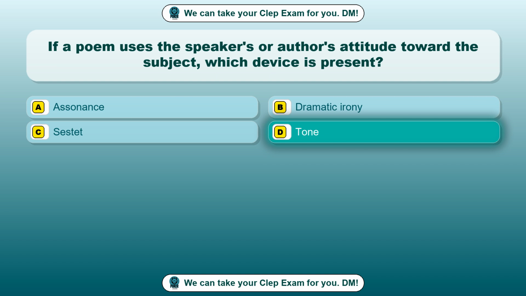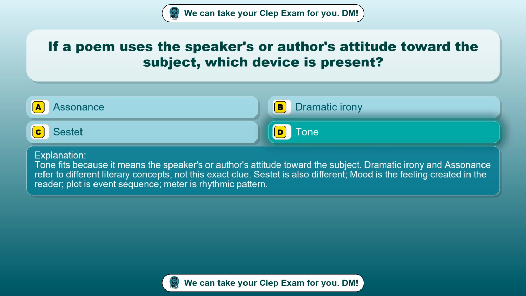Tone. Tone fits because it means the speaker's or author's attitude toward the subject. Dramatic irony and assonance refer to different literary concepts, not this exact clue. Sestet is also different. Mood is the feeling created in the reader, plot is event sequence, meter is rhythmic pattern.